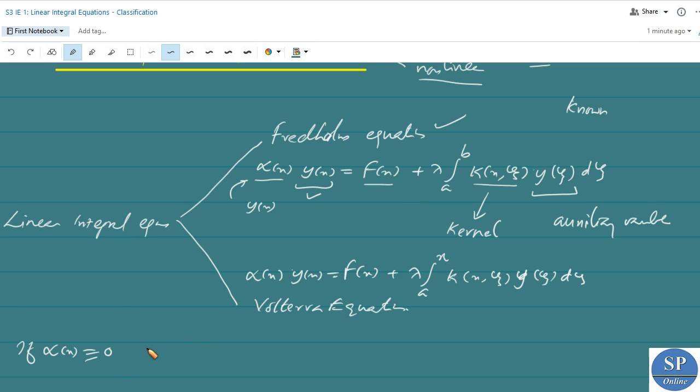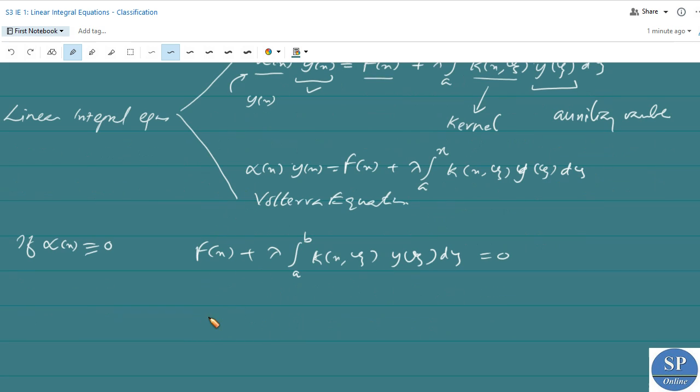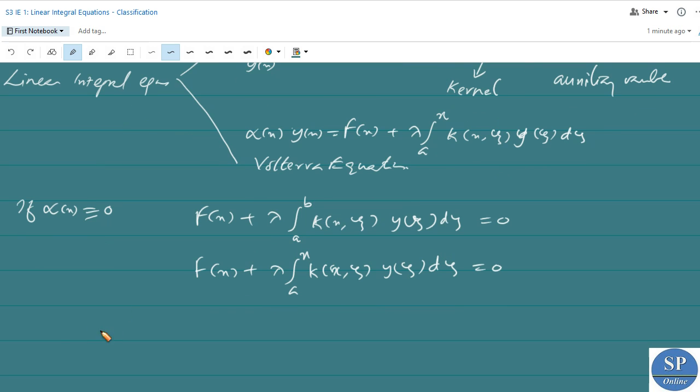Okay, that is, if alpha of x is equal to 0, we have these equations given by f of x plus lambda into integral a to b k of x zeta y zeta d zeta equal to 0. And the second equation can be written as f of x plus lambda into integral a to x k of x zeta y of zeta d zeta equal to 0. So these equations are called the integral equations of first kind.